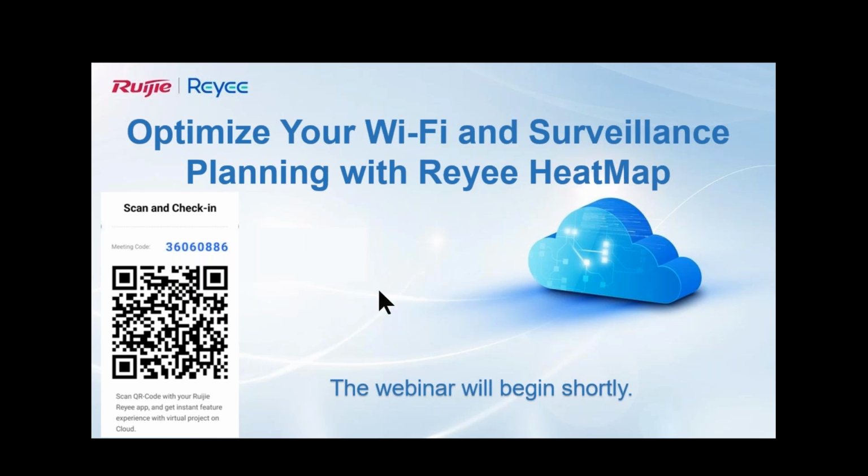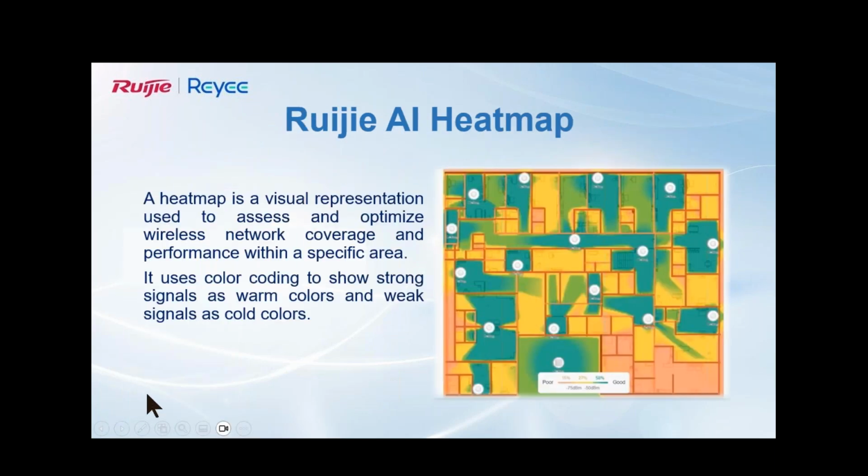So let's begin. Well, what is Reyee AI HeatMap? A heatmap is a visual representation used to assess and optimize wireless network coverage and performance within a specific area. It uses color coding to show strong signals as warm colors and weak signals as cold colors. Reyee offers an AI heatmap feature through its Reyee Cloud platform, which facilitates efficient site surveys and network planning.